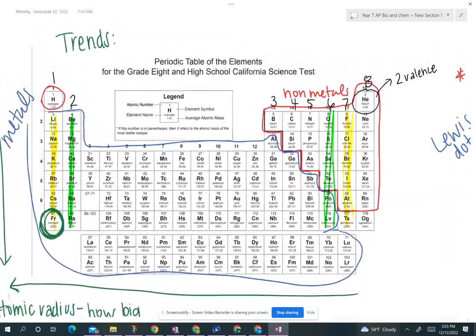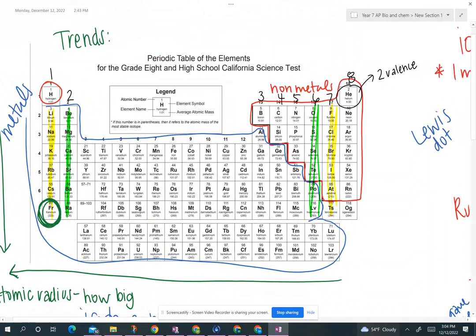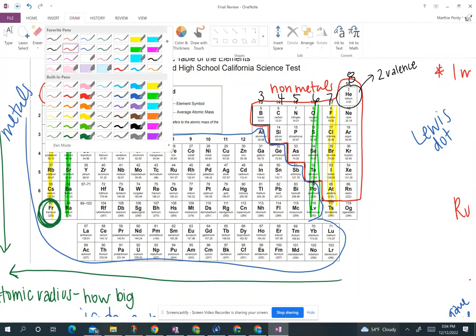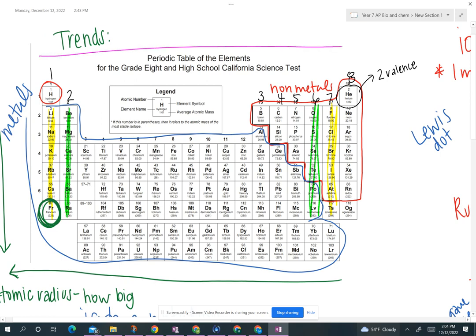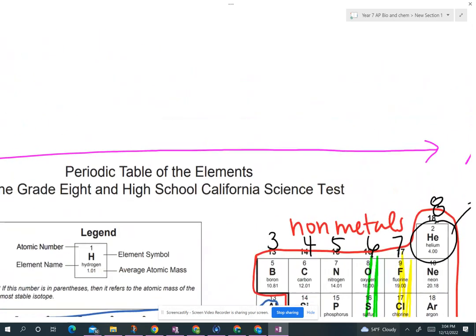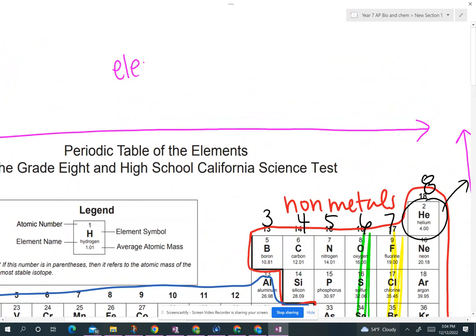Then we're going to move into the other 2 trends. My other trends are electronegativity and ionization energy. They both go the same way. So I'm going to draw both of the arrows, and then I'm going to explain what the differences are. So electronegativity and ionization energy both go the same way. You'll see that it goes up towards this. Okay, so now we're doing definitions.